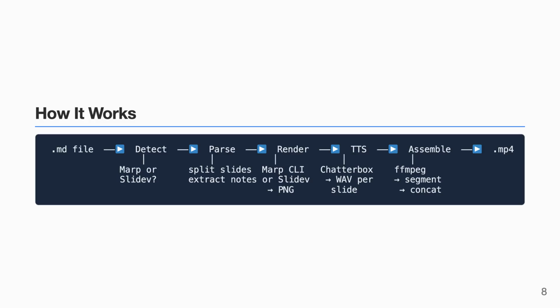Under the hood, it's a 4-stage pipeline with an automatic format detection step up front. The tool looks at your front matter and directive comments to figure out whether you're using Marp or Slidev. Then it parses the Markdown, renders slides as PNGs with the appropriate CLI, synthesizes audio with Chatterbox TTS, and stitches it all together with ffmpeg.